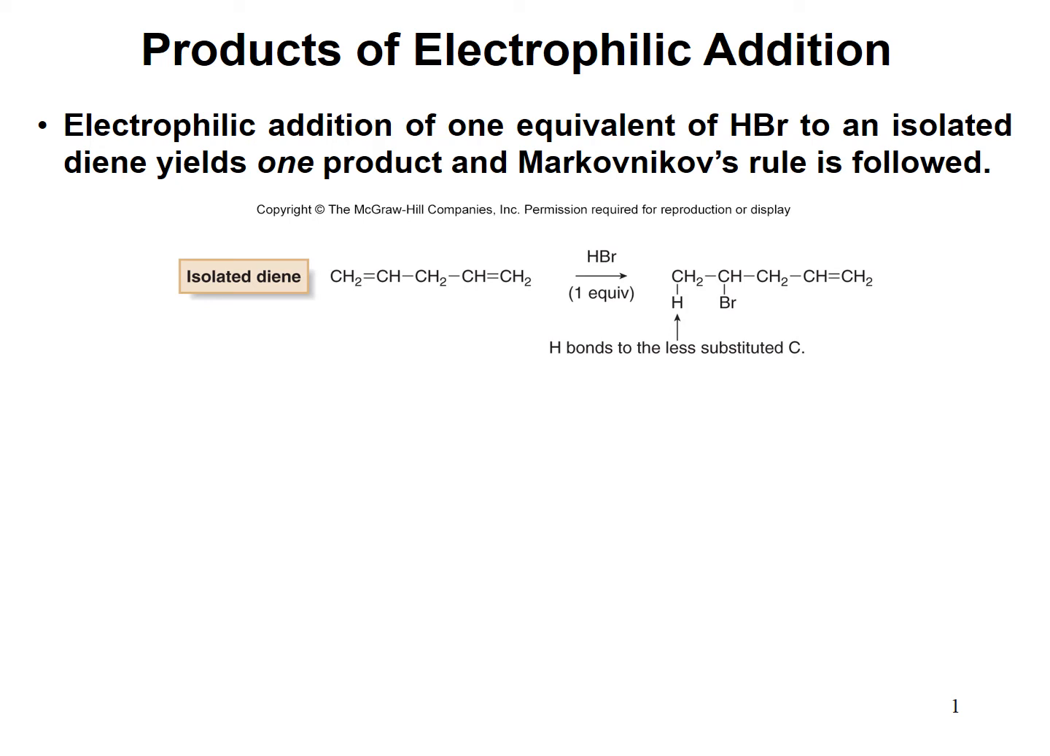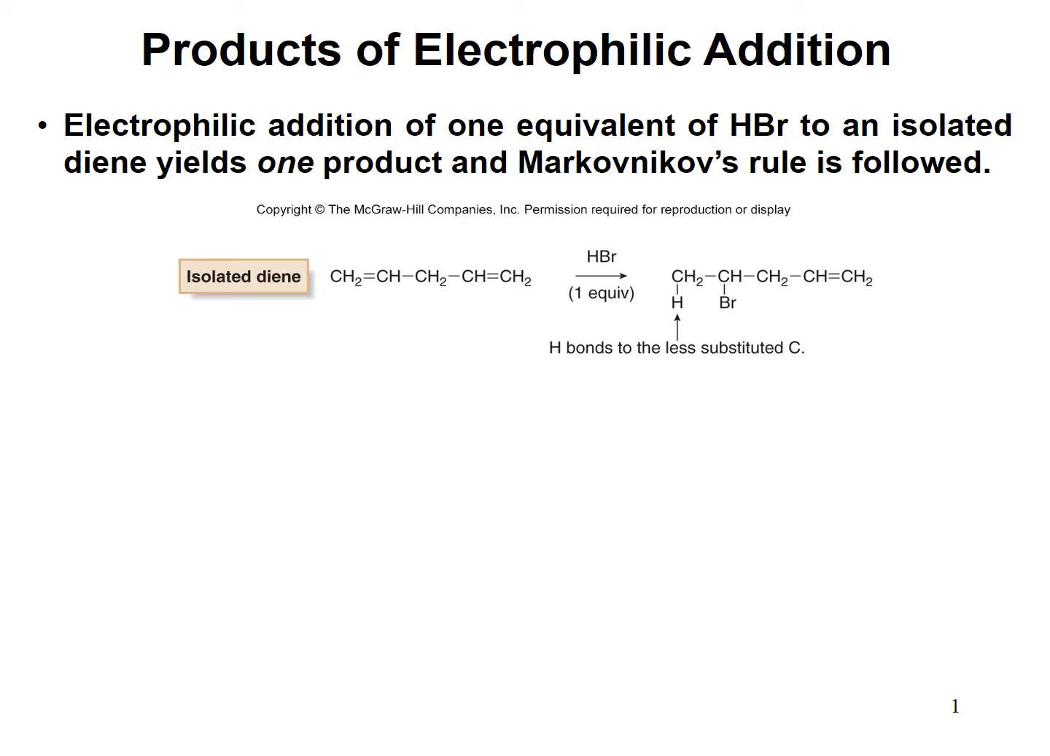Let's go ahead and look at electrophilic additions to conjugated systems. Previously, we've seen where if we undergo an electrophilic addition to a double bond, it typically follows Markovnikov's rules and adds the hydrogen to the least substituted carbon and the X to the most substituted carbon. Well, the same thing happens here with electrophilic additions to conjugated double bonds. If we're only going to add one equivalent of HBr, we'll yield one product.